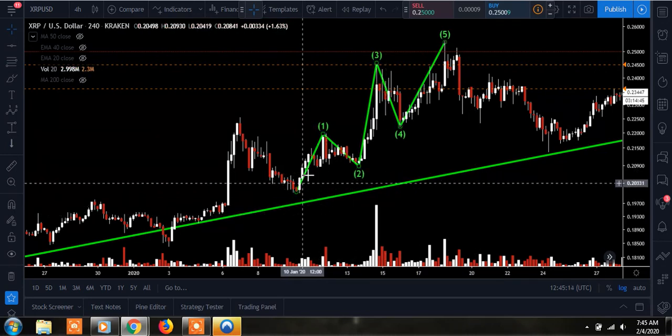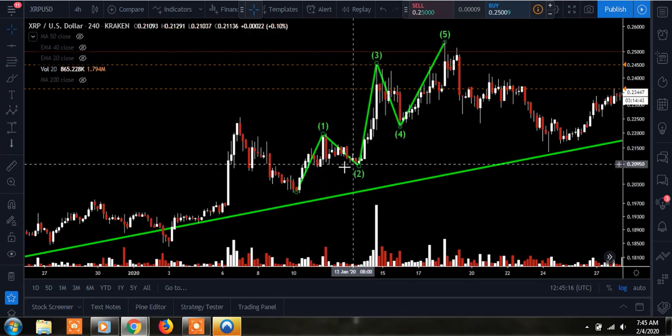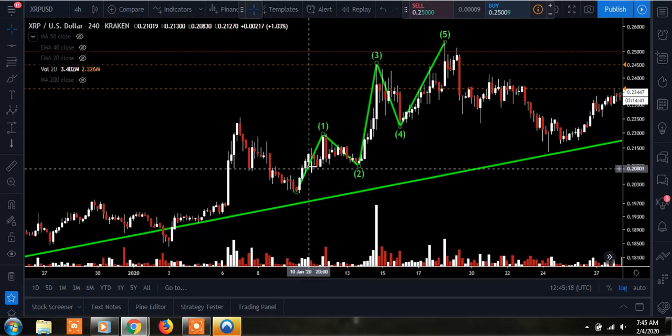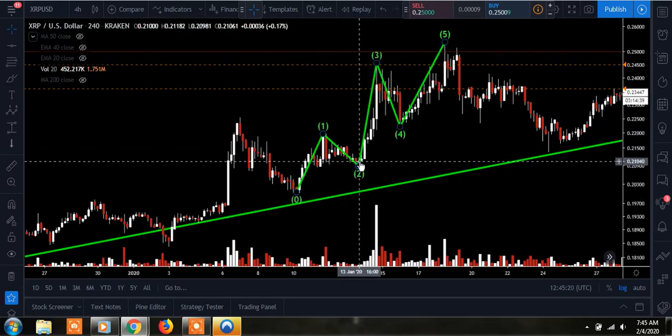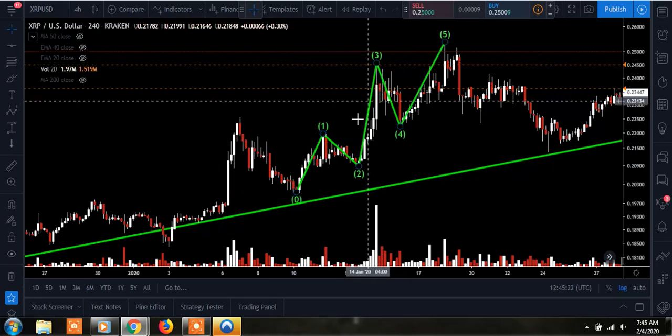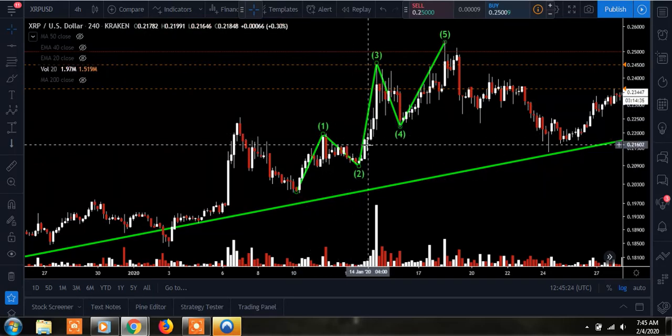So let's see if this would be correct. Wave 1, wave 2 does not retrace down past wave 1, so that's valid for a wave 1, wave 2. Here's our wave 3, which is longer than wave 1, so that would definitely qualify.